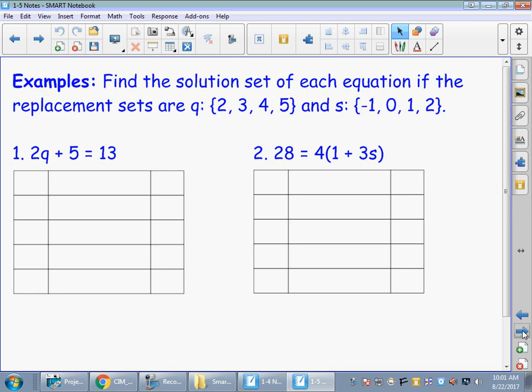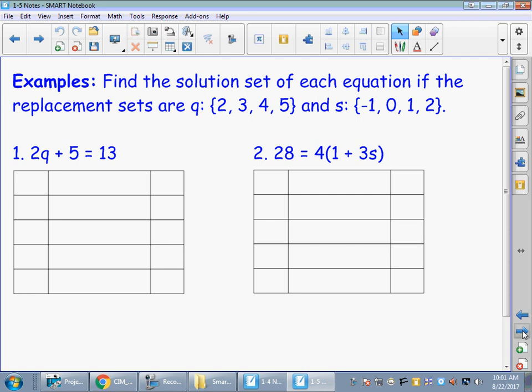We're going to find the solution set of each equation if the replacement sets for Q are 2, 3, 4, 5, and for S are -1, 0, 1, and 2. So basically what they're saying is we can only use those numbers. For Q, I can only use 2, 3, 4, 5. And for S, I can only use -1, 0, 1, and 2.